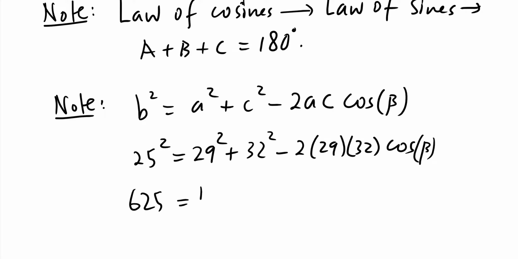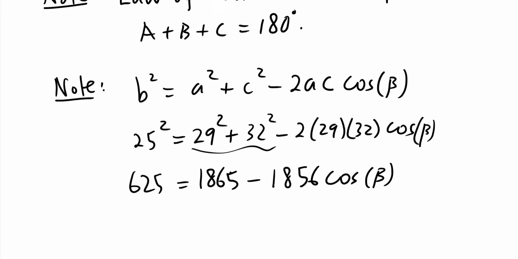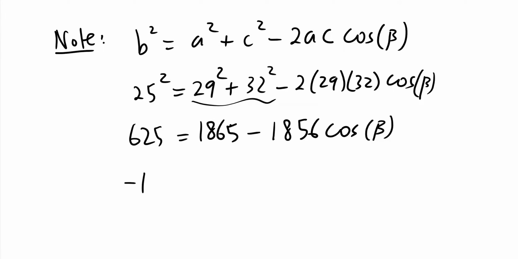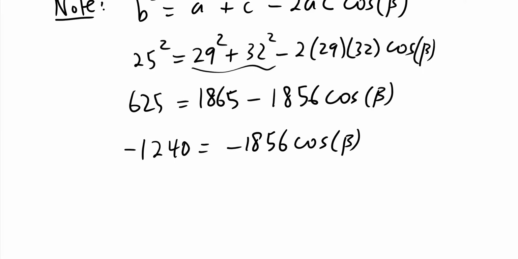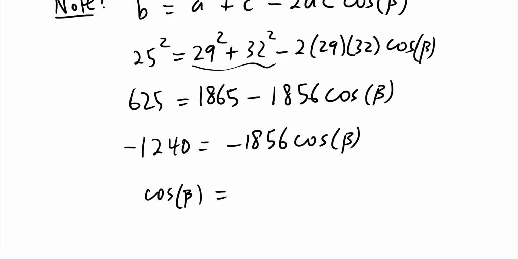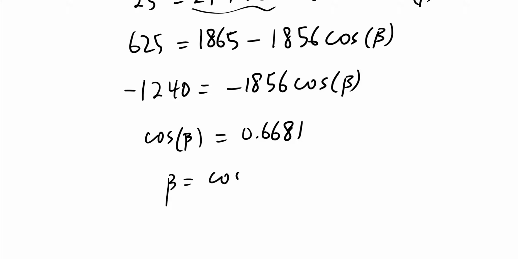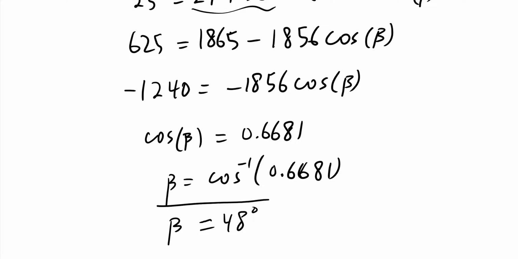625, 1865. If you do this together, minus 1856 cosine beta. Then subtract this from both sides, you get a negative 1240 equals negative 1856 cosine beta. We need to find cosine beta. 0.6681. What is beta? Cosine inverse of 0.6681. So beta is about 48 degrees. That gives me the same answer.